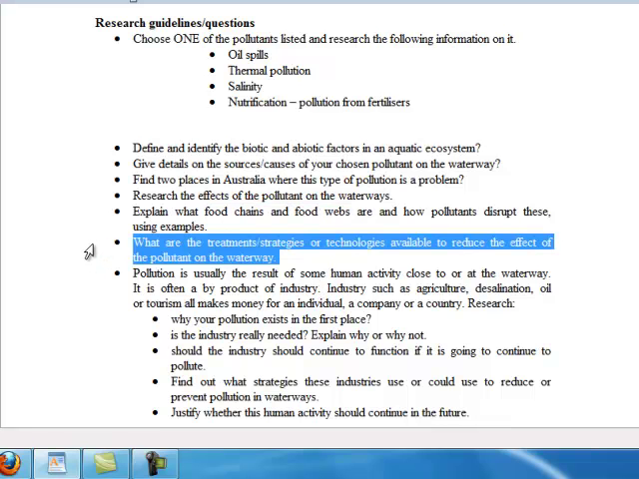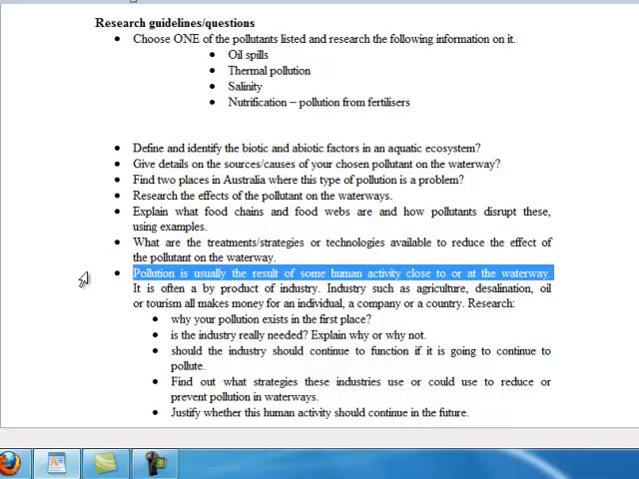What are the treatments or strategies or technologies available to reduce the effect of the pollutant on the waterway? So you're looking at how the government or different agencies actually treat oil spills, or treat litter, treat salinity, treat eutrophication. What do they do to actually reduce that effect on the waterway? Is there something that they do? One nice example that we're using here at Aquinas is that we are doing our Enviro walk, and so we're actually picking up litter on the beach. And that's one effective way to actually reduce the effect of the pollutant on the waterway. So for you, you choose your pollutant and then describe the strategies that are there to help reduce the effect.